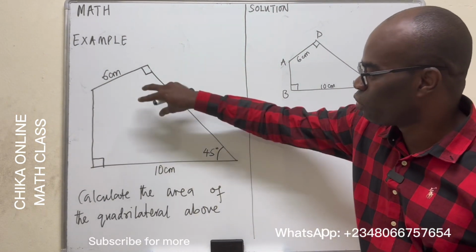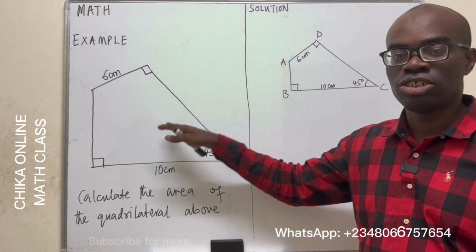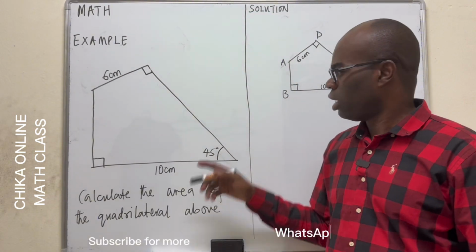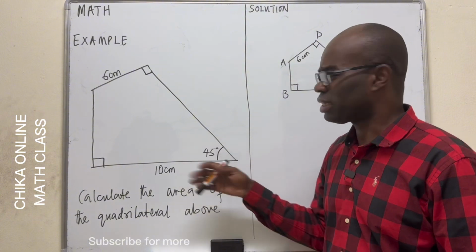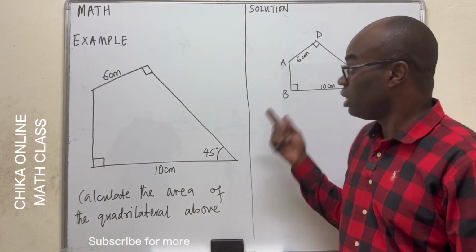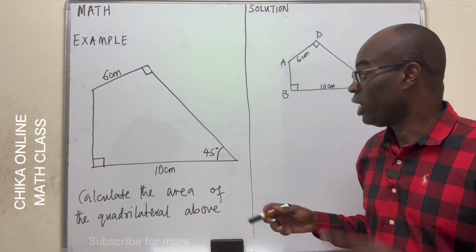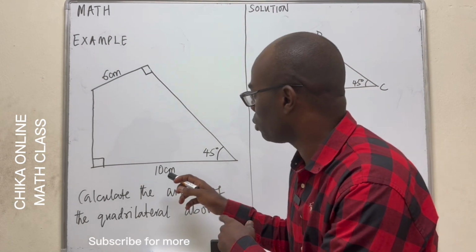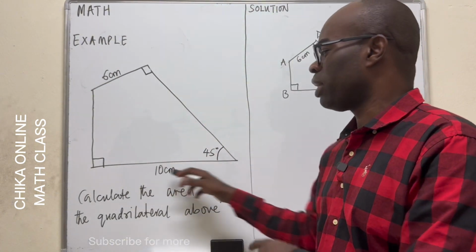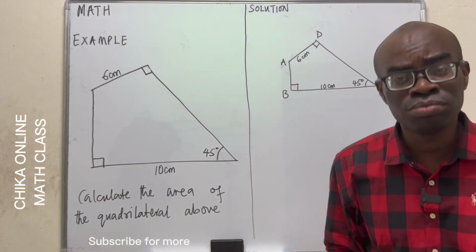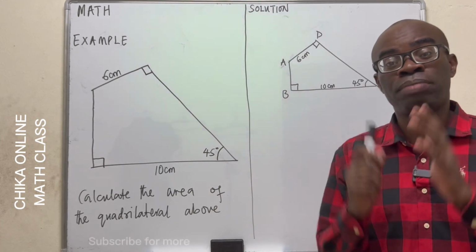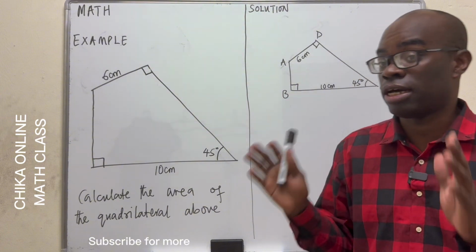We are asked to find the area of this shape, okay? So, how do we solve it? It's not a rectangle and it's not a triangle. Is it a square? Oh no. Let's apply the formula for trapezium. Oh no, this side is not parallel to this and this side is not parallel to this. Remember, for trapezium, we must have a pair of opposite and parallel sides.